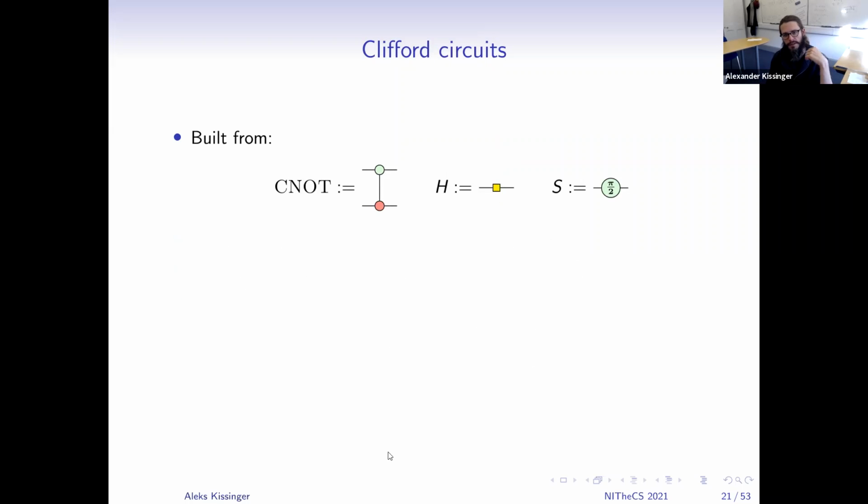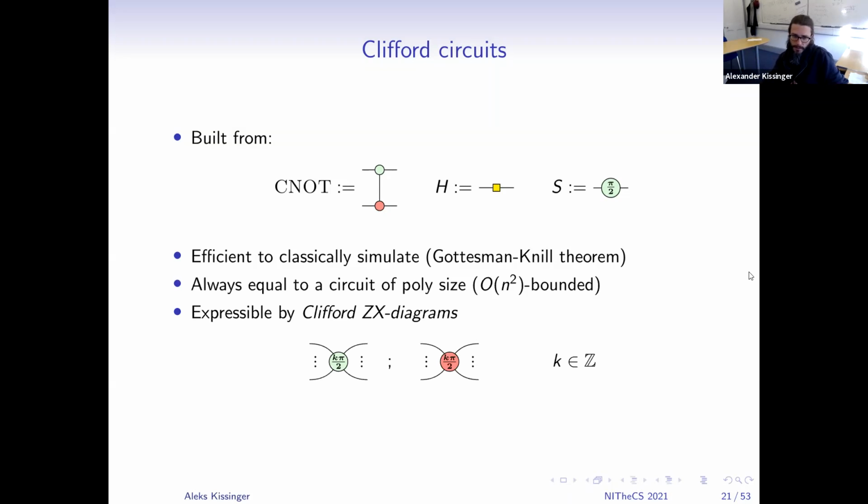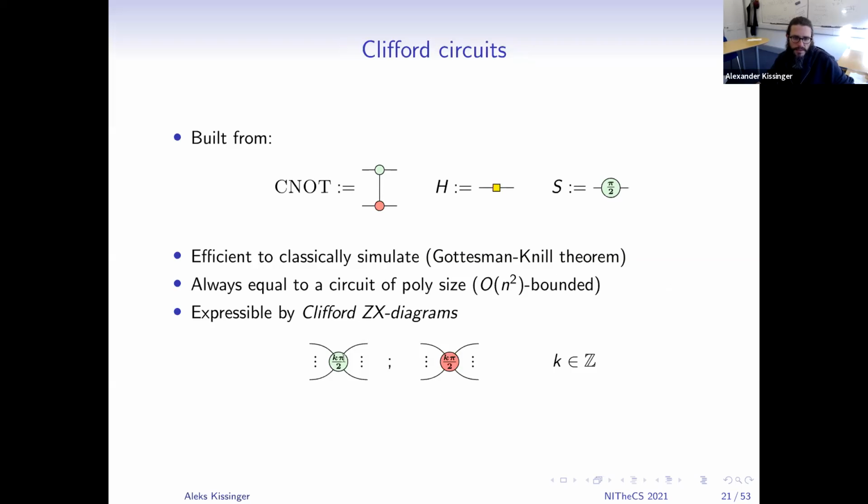Another thing which is one step of complexity higher than that, but still quite simple, are Clifford circuits. These are built from the CNOT gate, this thing which is called a Hadamard gate, and this thing which is called a phase gate. These are also efficient to classically simulate thanks to the famous Gottesman-Knill theorem. Again, always equal to a quadratically large circuit at most. And these are also expressible in a certain fragment of ZX diagrams. But now, rather than saying that all of our angles are 0, they're all integer multiples of pi by 2. So we fix our angles to be just this quite small discrete set of angles. I guess there's 4 possibilities.